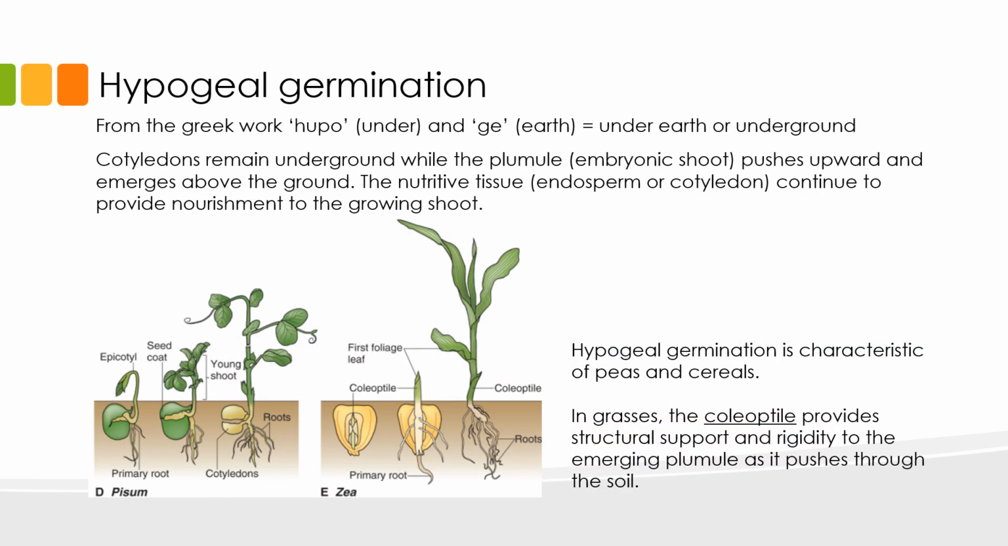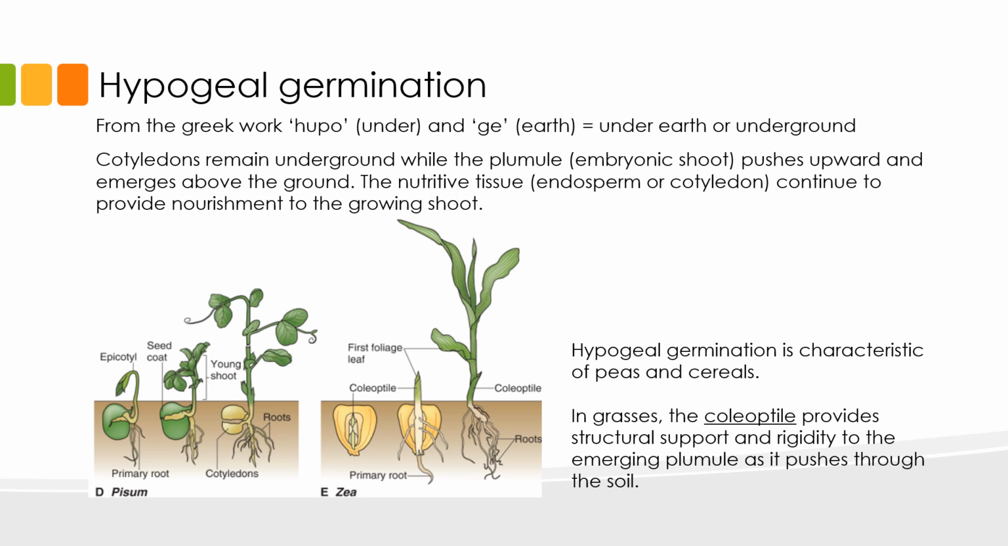How does this differ from hypogeal germination? The term hypogeal comes from the Greek word hupo, meaning under, and ge, meaning earth. Put these two words together and the word hypogeal means under earth or underground. During a hypogeal germination, the cotyledons remain underground while the plumule or the embryonic shoot pushes upward and emerges above the ground. The nutritive tissue in the form of endosperm or cotyledon continues to provide nourishment to the growing shoot.